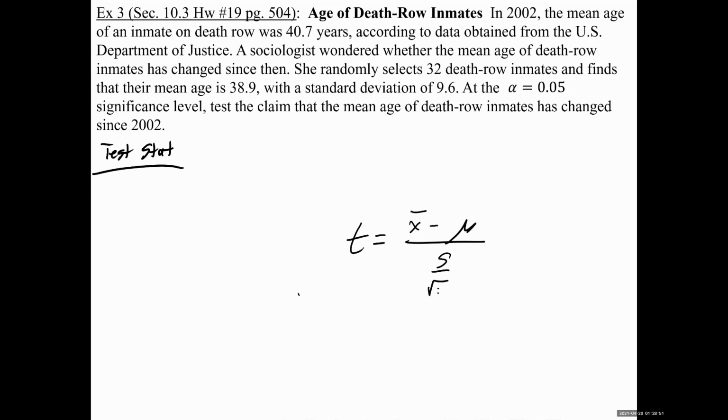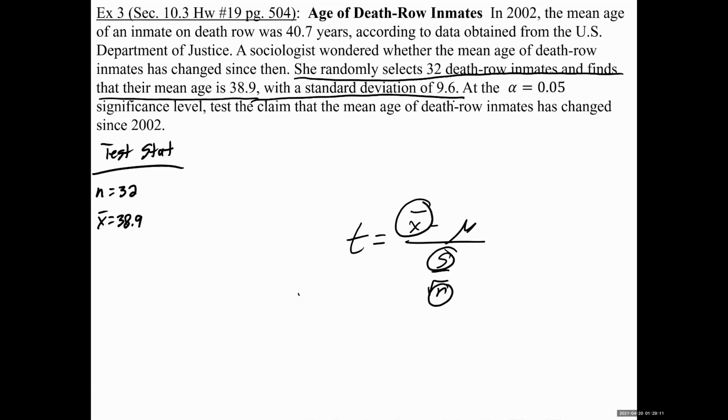Okay. Next part is the test statistic part. So the test statistic formula is x bar minus mu over s over square root of n. So you got to write down what n is, what s is, and what x bar is. Mu we'll get from the King's claim. So you write down those things and then you plug it into the formula. N is 32. So we're looking at this sentence now. They selected 32 inmates. Their mean age is 38.9. That's x bar. And the standard deviation of those ages is 9.6.